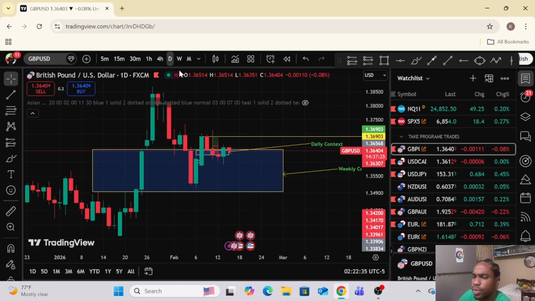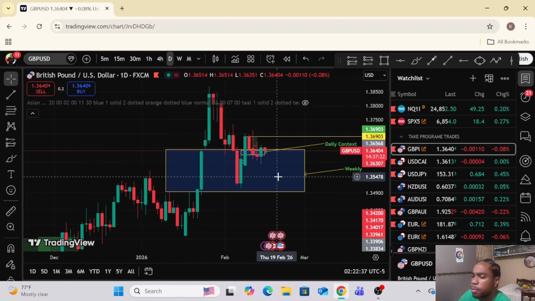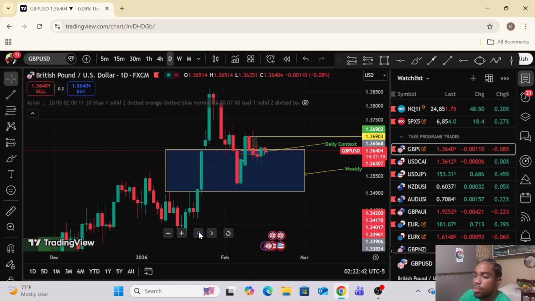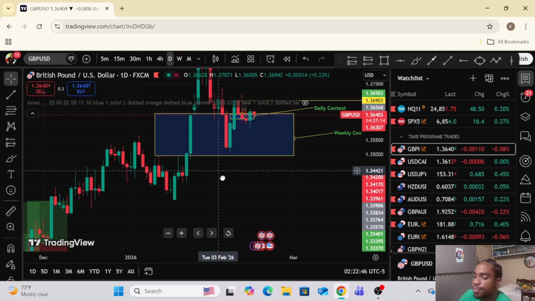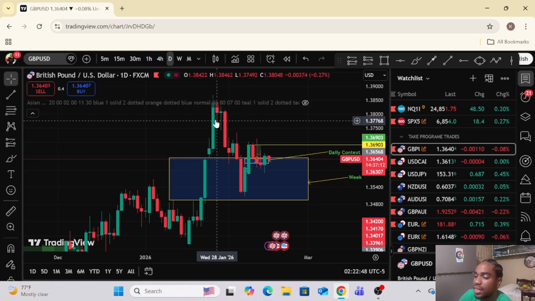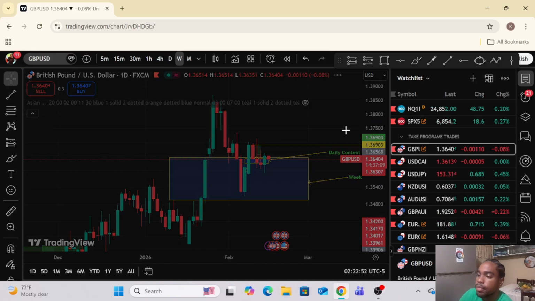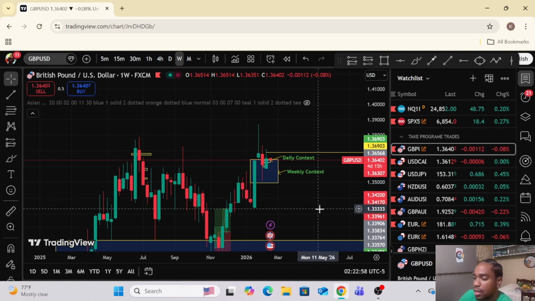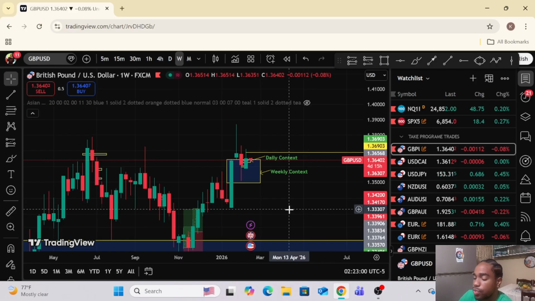Okay, so where GBP USD is concerned, we were looking to buy. As you could see, GBP USD has been bullish on the daily time frame for quite a while, right? They did have some bearish market structure to the downside. Let's go on to the weekly chart just to further break down what it is that I was seeing. All right, so we're on the weekly chart.